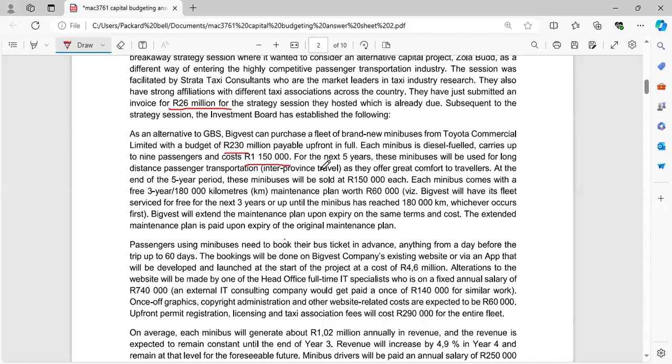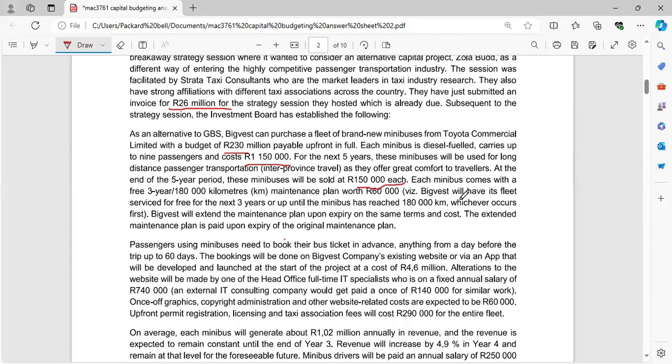For the next 5 years, these minibuses will be used for long-distance passenger transportation as they offer great comfort to travelers. At the end of the 5-year period, these minibuses will be sold at 150 each. Right, so this is going to be the residual value they can receive at the end of the 5-year period.